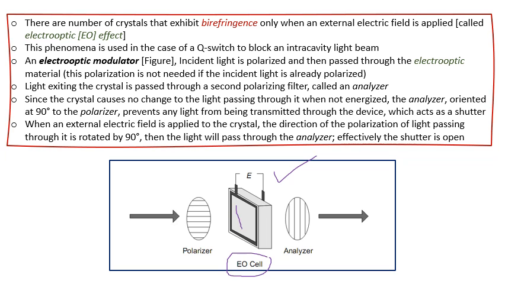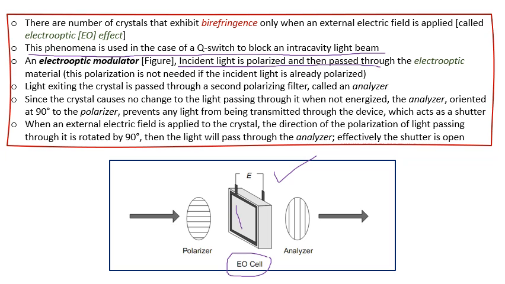Now let's go through here. Say this phenomenon is used in the case of a Q switch to block an intracavity light beam. Block means you change the polarization of the incoming light. So what exactly is happening here?